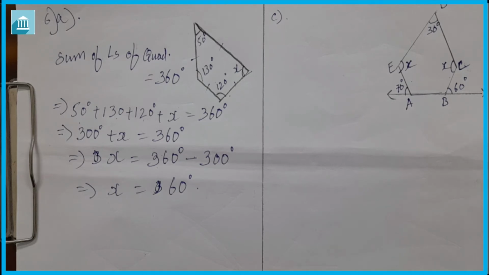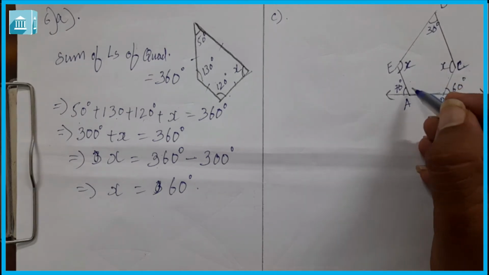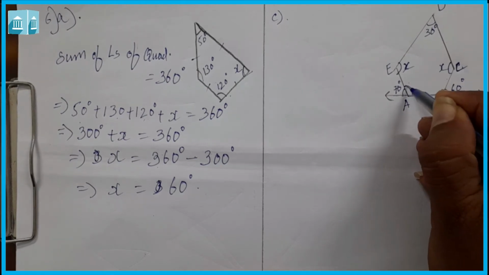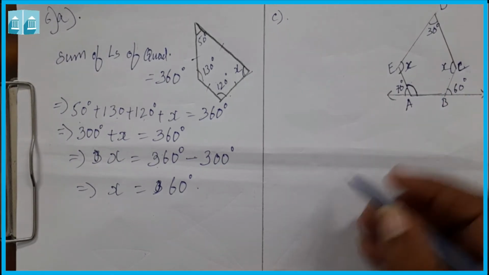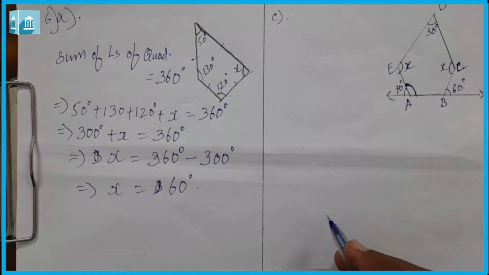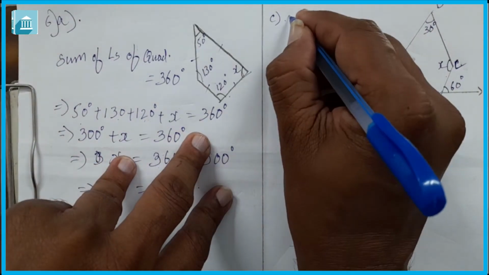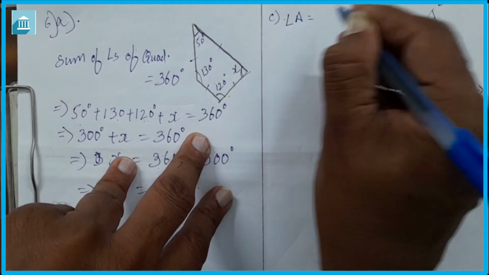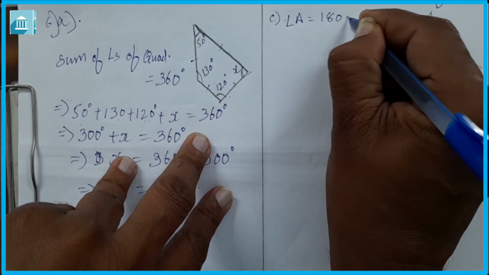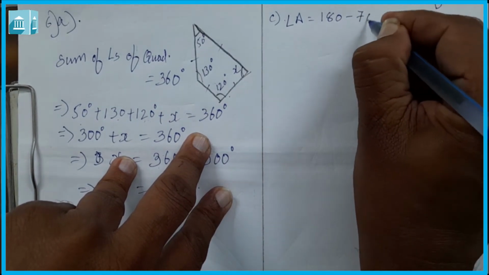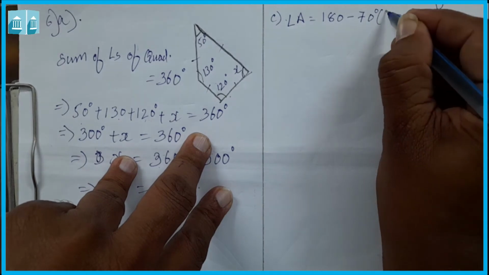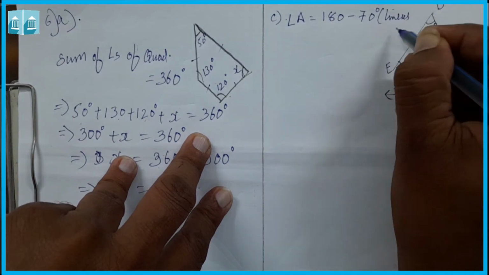Now first we have to find this angle A. We have to find angle A first. So angle A is equal to 180 minus 70 degrees, because it is a linear pair.